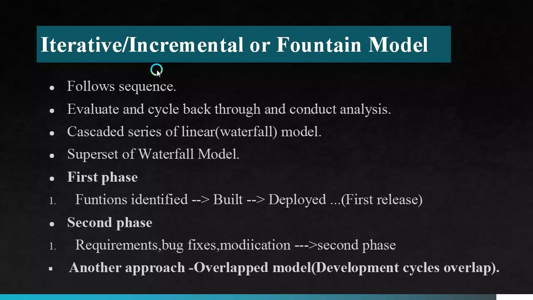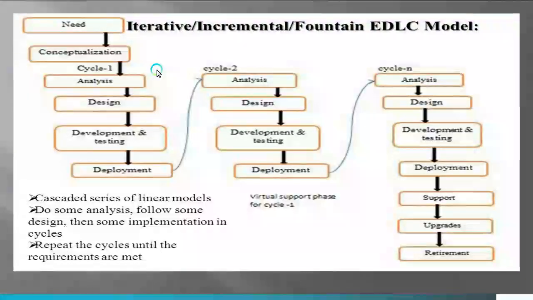In the iterative model, the iterative process starts with a simple implementation of a small set of software requirements, which iteratively enhances the evolving versions until the complete system is implemented and ready to be deployed. Here they are specifying about cycle back. That is, even if the product development moves to the next phase, if the customer requests some requirements or specifications in between some phase, it can cycle back to the previous phase and hence the cycle can be continued. For example, this is the structure for the iterative model.